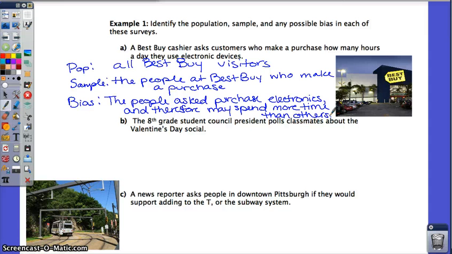Let's try B. The 8th grade student council president polls their classmates about the Valentine's Day social. So who's the population, everybody who has a chance of being asked? Who's the sample who actually gets asked? And is there any chance of a bias here? The population is going to be all the students, I think, at that school, right? Since this is open to all students, I'm thinking that the population, everybody who we're talking about, is going to be all the students at that school.